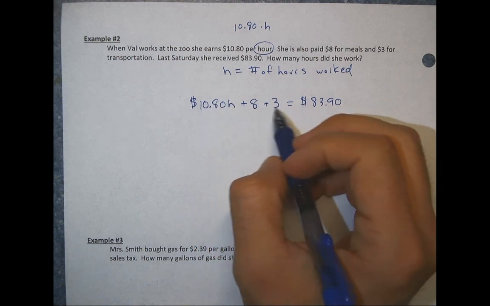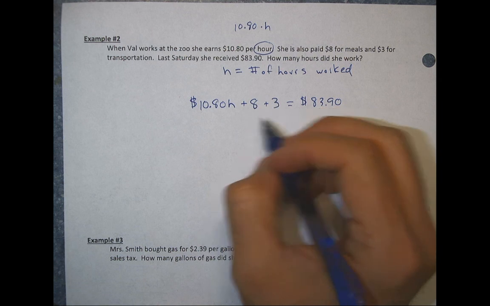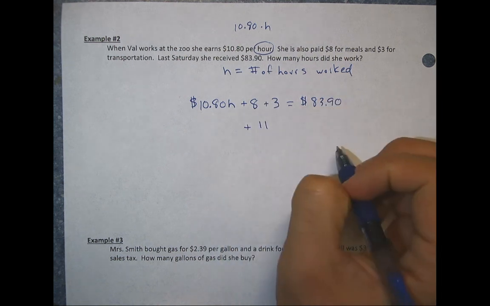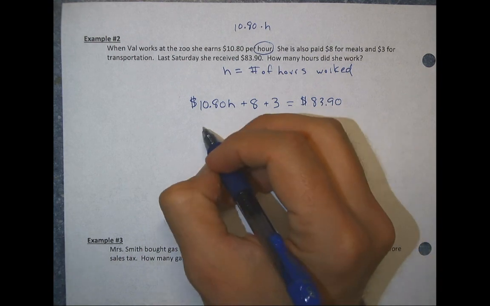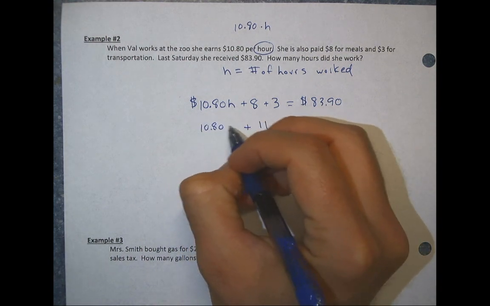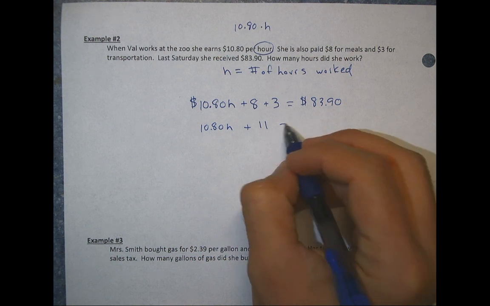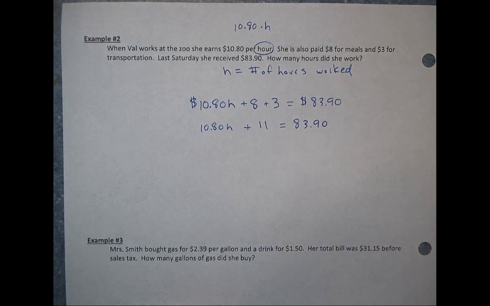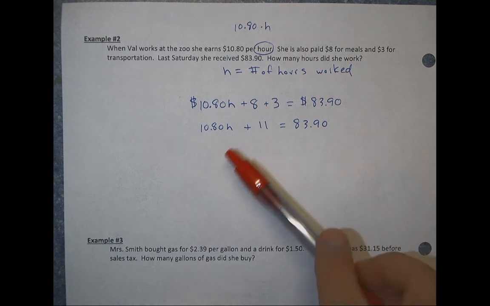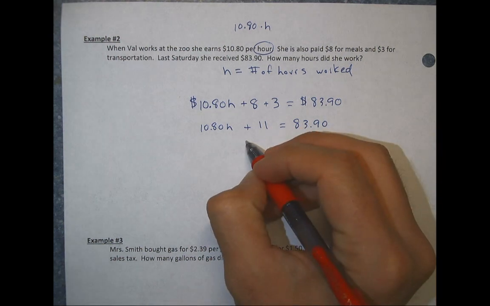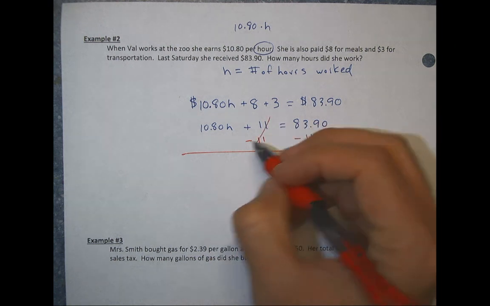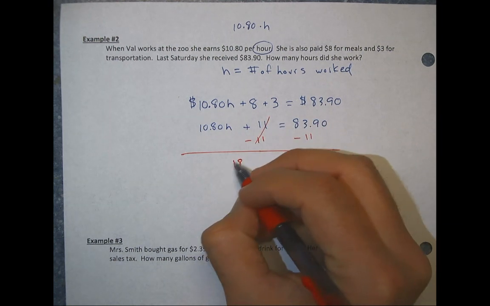Let's simplify this. On the left side, this has a variable. Okay, this 8 and the 3 are not affected by the number of hours that she worked. But instead of writing it as 2 separate payments, basically she gets $11, and that covers her meals and transportation. But she's also got $10.80 times however long she worked, and that's going to come out to the $83.90. So there's our nice cookie cutter 2-step equation. We want to get H by itself. We're going to subtract 11. So I have $10.80 left over.